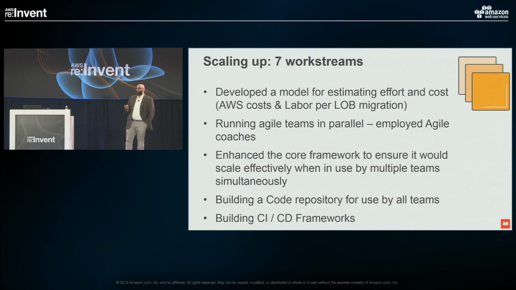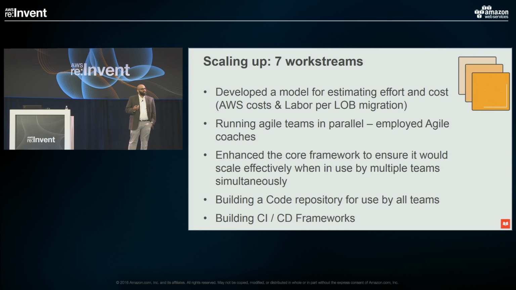So how do you scale up a project like this? How do you go from one work stream, one team working on one line of business, to 7 teams working on 7 lines of business, all independently being able to execute a migration like this, which is quite complex? The first thing is, we had to develop a cost model for this, right? That's the first thing that you get asked by your management. How much is this going to cost?